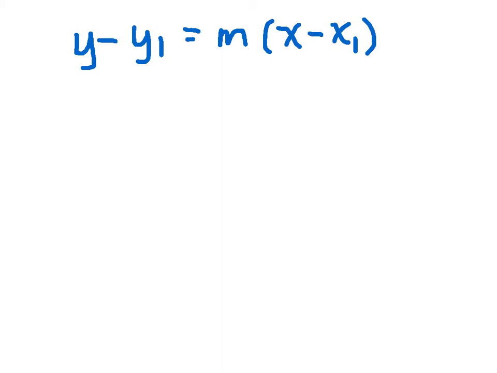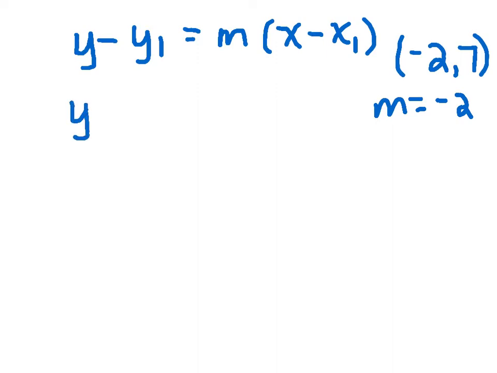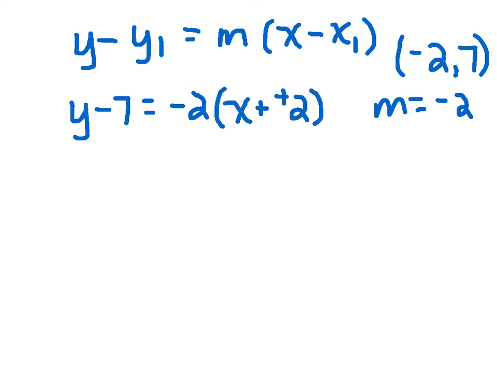Okay, let's try another one. Let's say a point on the line is (-2, 7), and the slope is negative 2. Okay, so plugging in here, I always leave this as the general, y minus the y I'm given, which is 7, is equal to the slope times x minus the x I'm given. Notice it's minus a negative, so if the point has a negative sign, then you end up doing plus. And that's really all there is to it.